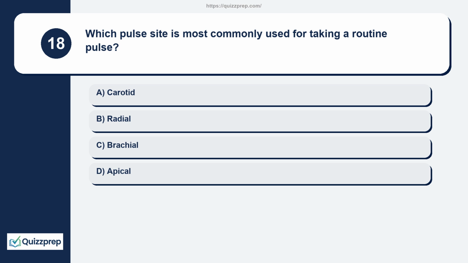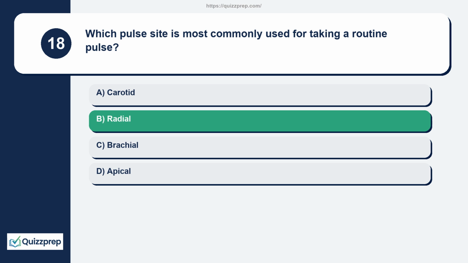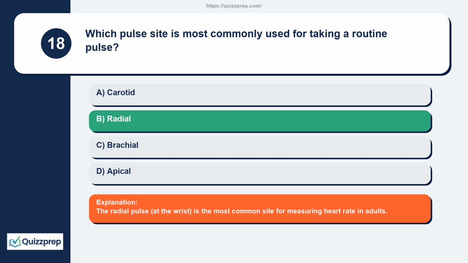Question 18. Which pulse site is most commonly used for taking a routine pulse? Carotid, radial, brachial, apical. The radial pulse, at the wrist, is the most common site for measuring heart rate in adults.